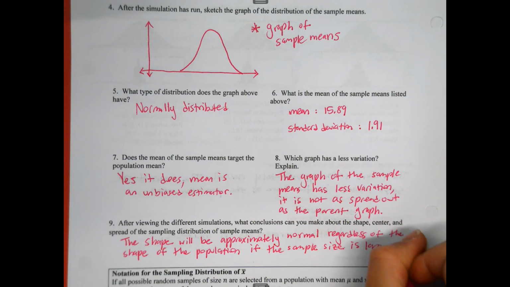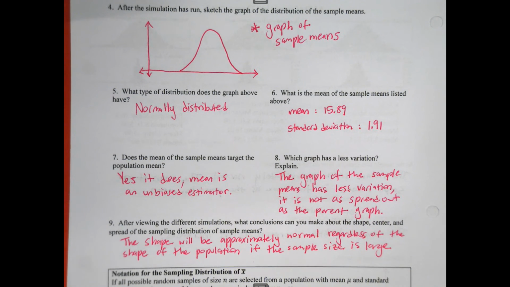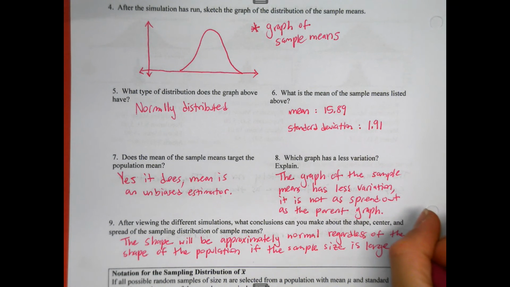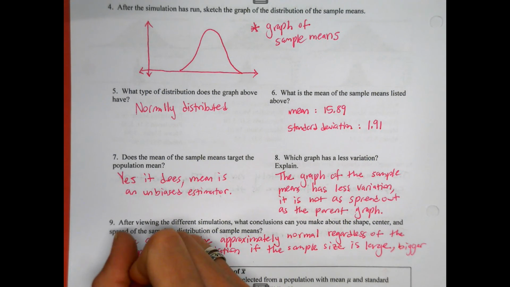For the first two, our normally distributed population and our uniformly distributed population, we saw that almost all of the sample means end up being normally distributed. But when we had that bimodal distribution, the sample means graph was not normally distributed until we had a sample size of 25. So if the sample size is large, we're going to say bigger than 30.